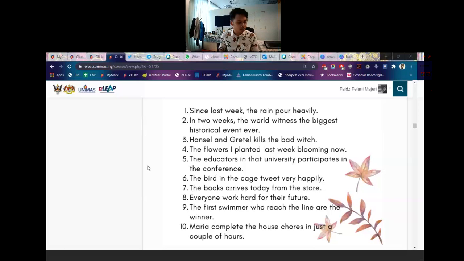Okay, another example is perkataan yang plural yang lebih daripada satu tetapi tidak mempunyai S. For example, the word staff, kaki tangan ataupun staff, S-T-A-F-F. Staff ataupun kaki tangan. One staff is S-T-A-F-F.